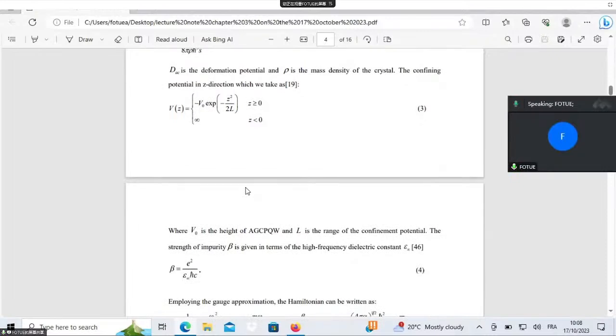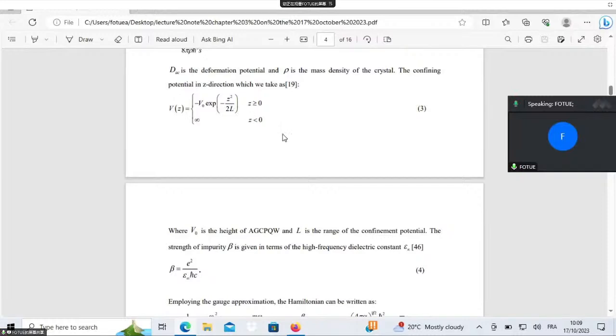We should also see in this confinement potential that V0 stands as the height of the asymmetric Gaussian confinement potential quantum well, where L is the range of the confinement potential well. For example, in what Boris presented, in the last diagram that Boris showed, the range of the potential was A. So this is the range of this asymmetric Gaussian confinement potential quantum well. This is the range here, L.